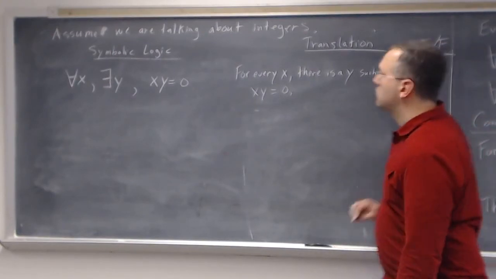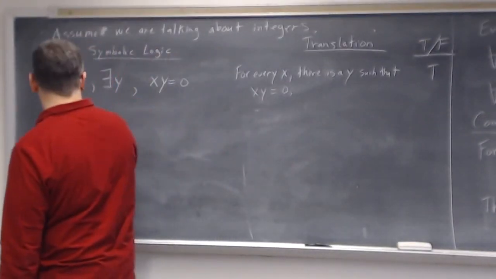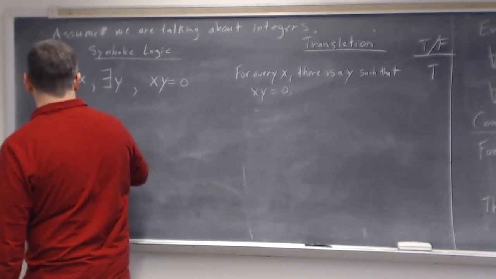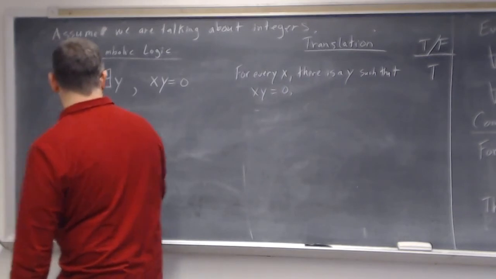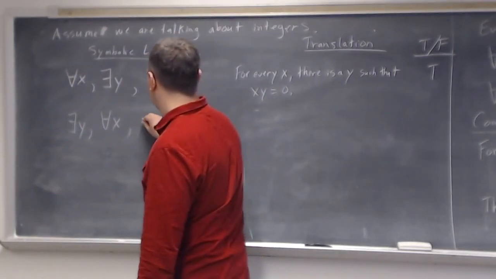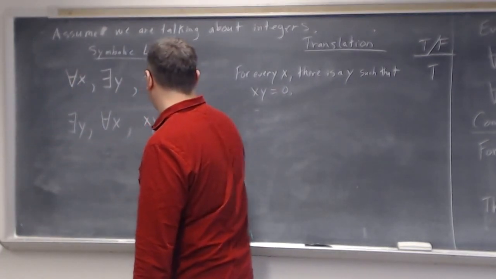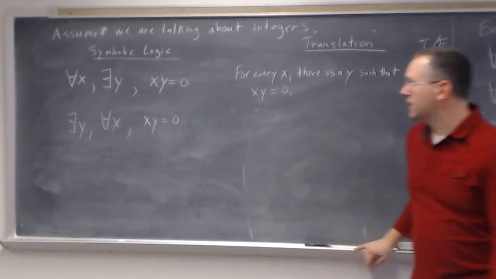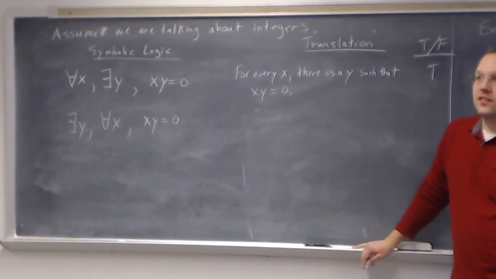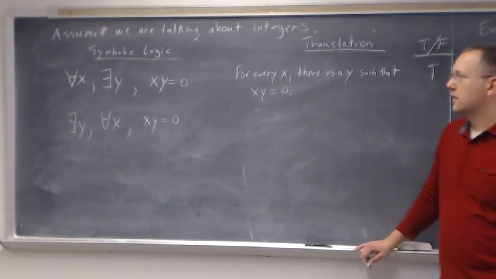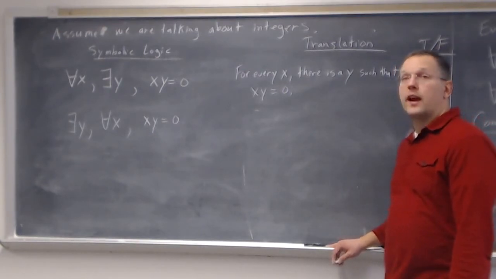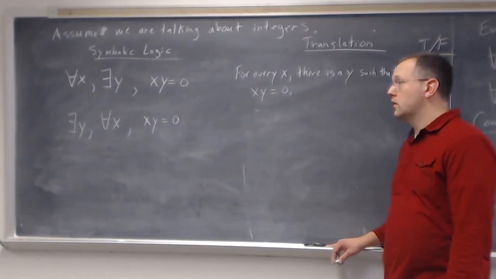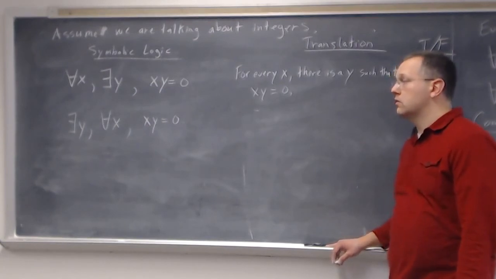Okay. Agree? True. What if I change the order of the quantifiers, so there exists a y? How would you translate that? There exists a y such that for every x, x times y equals 0. Okay.